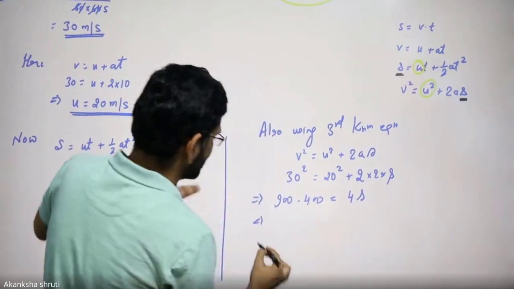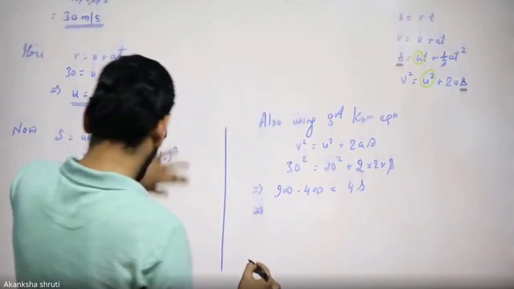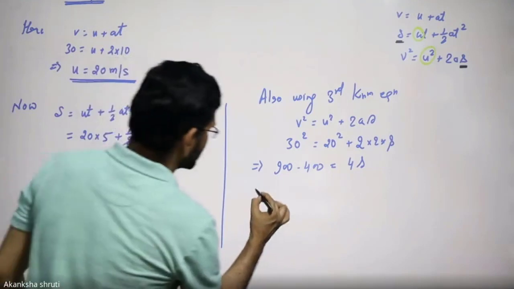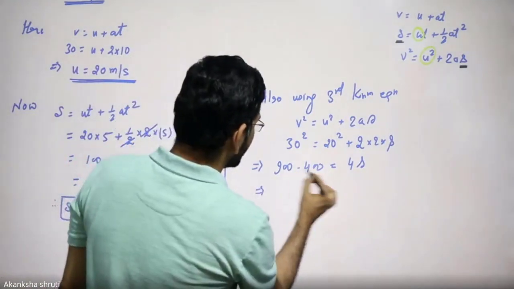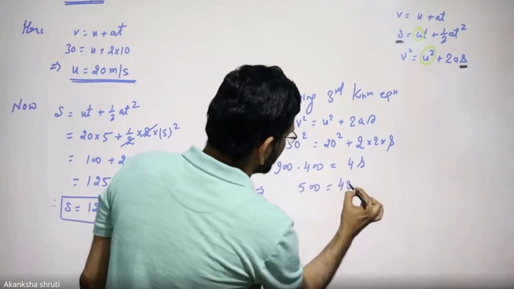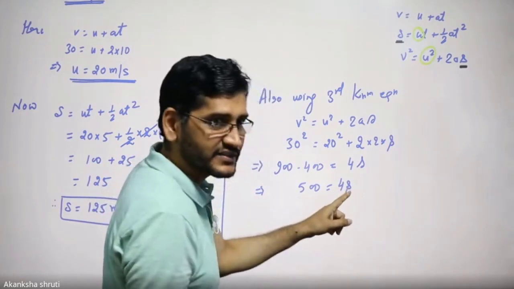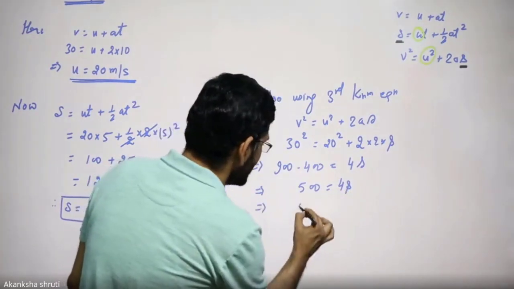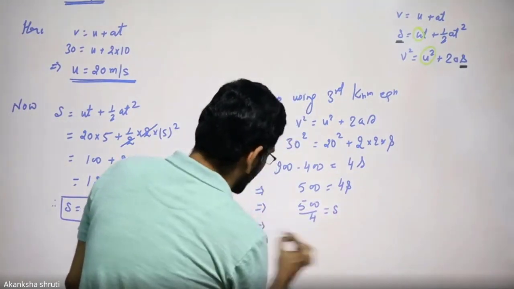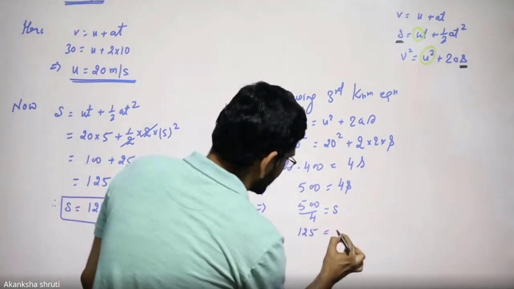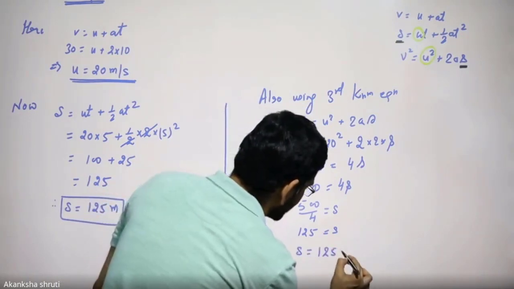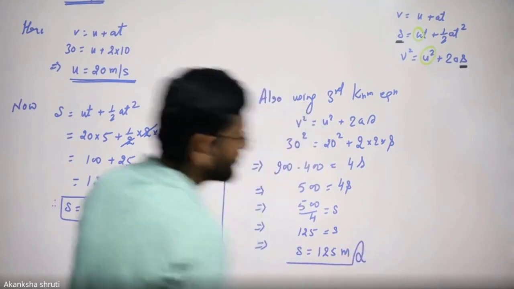Student, you can simplify it very easily, or it is very easy to simplify. So this simplification is a very important part. Then only you can get the full marks. So 900 minus 400 is our 500 is equals to 4S. Student, this is not the second. This is the S that we want to calculate. So 500 by 4 is equals to S. So this is what? 125 is equals to S. So this implies the displacement S is again coming as 125 meter. This is the required answer.